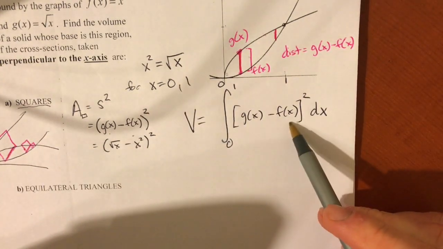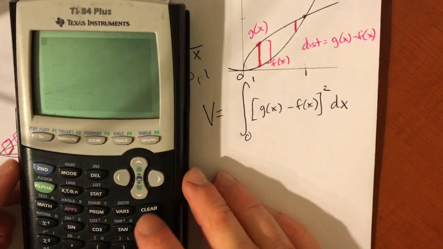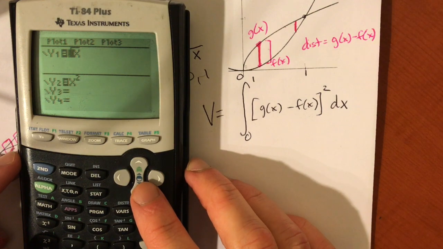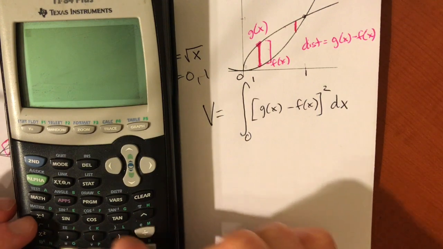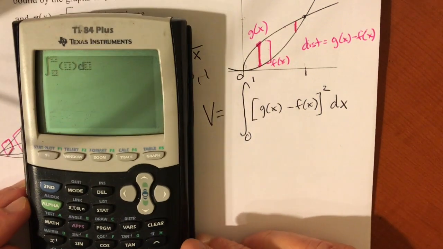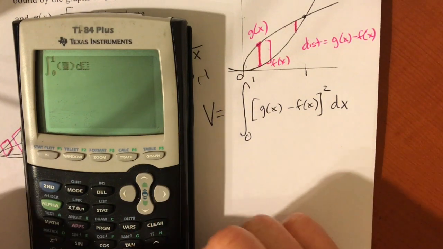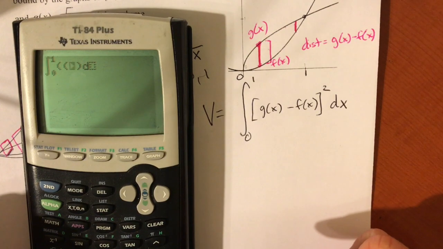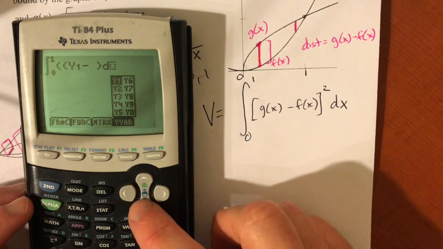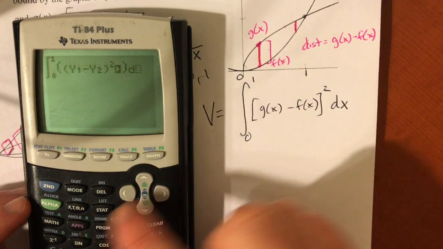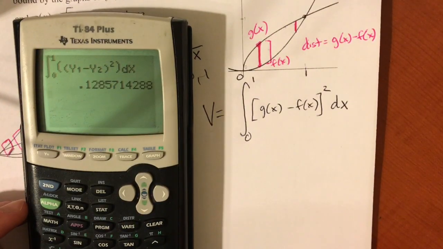So you could do that one by hand. Root x minus x squared, square it out and integrate, that's fine. But you also are welcome to use the calculator. I've already put them in y1 and y2. I put g of x as y1. And so here we go. Math 9 here brings us that definite integral from 0 to 1 of, I want to make a new set of parentheses in there because we've got to square it. So that would be y1 minus y2, close, square, with respect to x. And this should give us the volume of that solid.